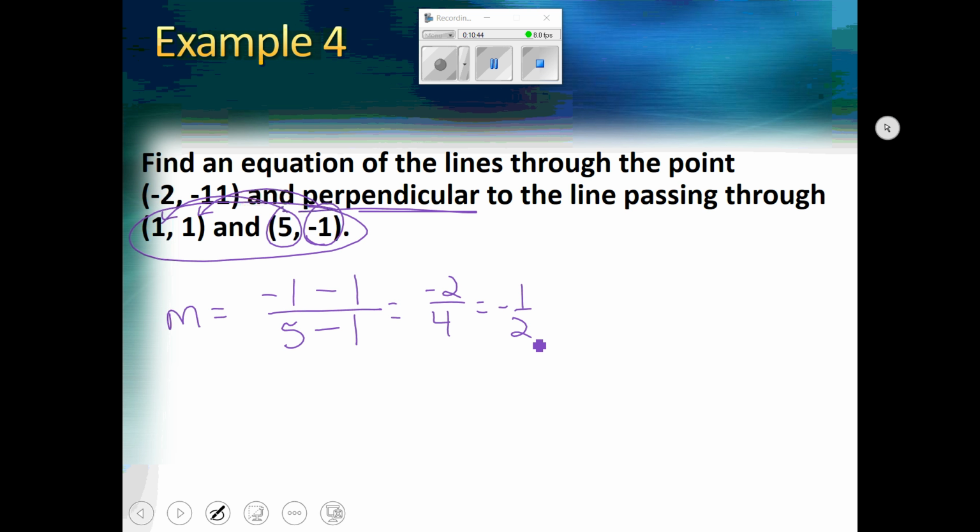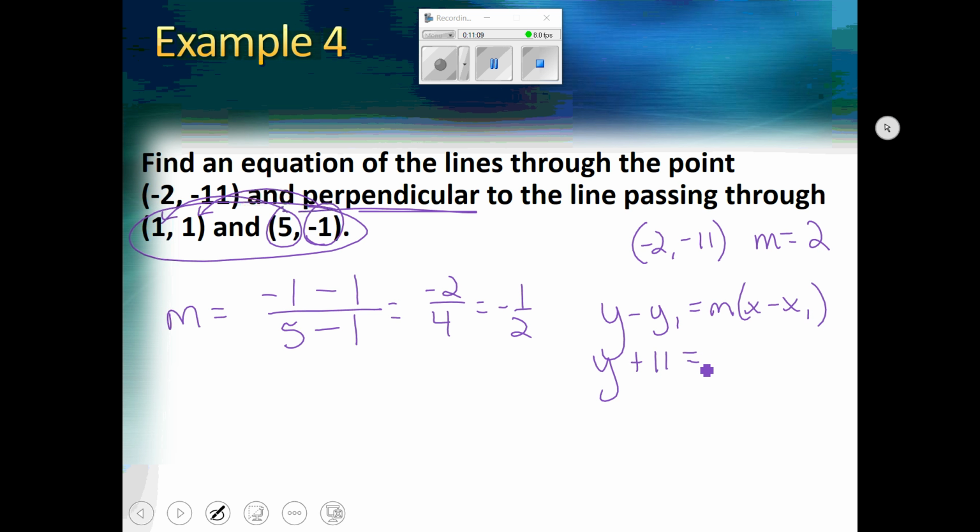So the slope we want to use is perpendicular to that. So it is opposite reciprocals. So we know it's going to go through -2, -11. And we know the slope we want to use, first of all, it's going to be positive, and it's going to be 2/1 or just 2. So if I use my point slope formula, y plus 11, because it's a double negative, equals 2 times the quantity of x plus 2.